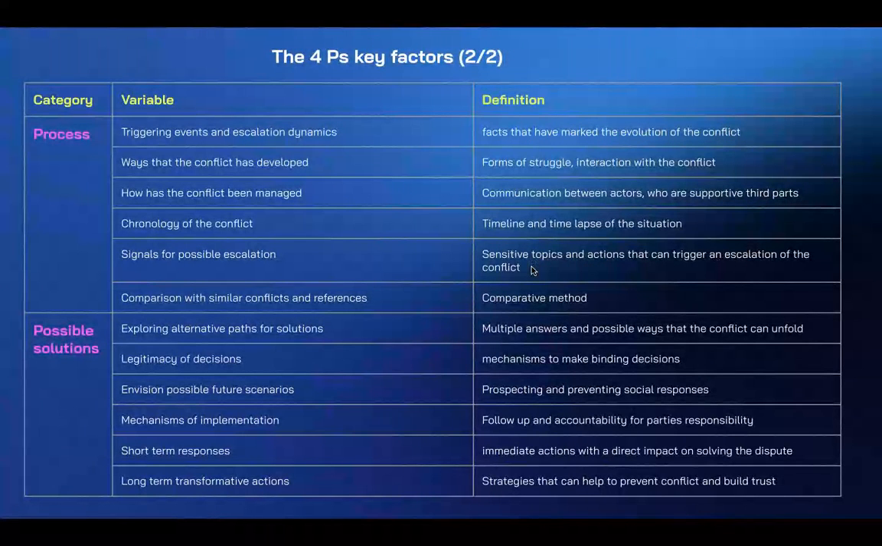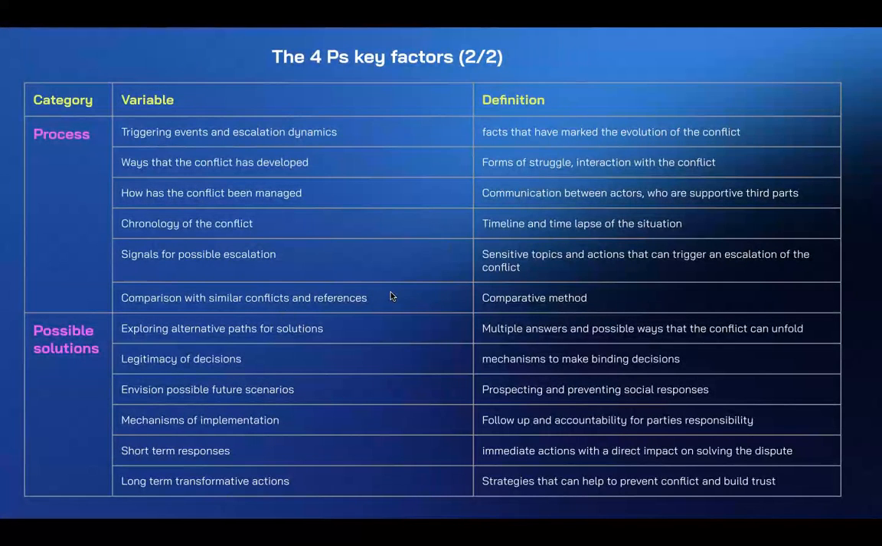It's also good to identify what can make the conflict scale again, so that when we are building this safe space, we try to avoid that coming into the safe space, so that the conflict doesn't scale again. And what I said some minutes before, the comparative method.